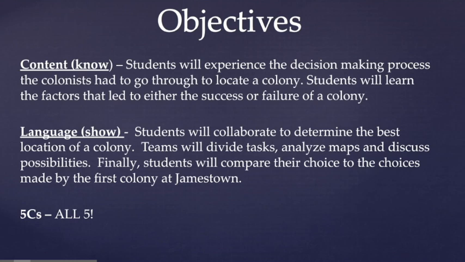You're going to be using your language. You'll be collaborating a little bit later with your team and discussing the best places to locate a colony. You'll be dividing tasks, analyzing maps, and discussing possibilities. Finally, we'll be comparing your choice to the choices of the first colonists at Jamestown, which was the first permanent settlement in the United States. We'll be using all of your 5 C's, most particularly your critical thinking and your reflection.